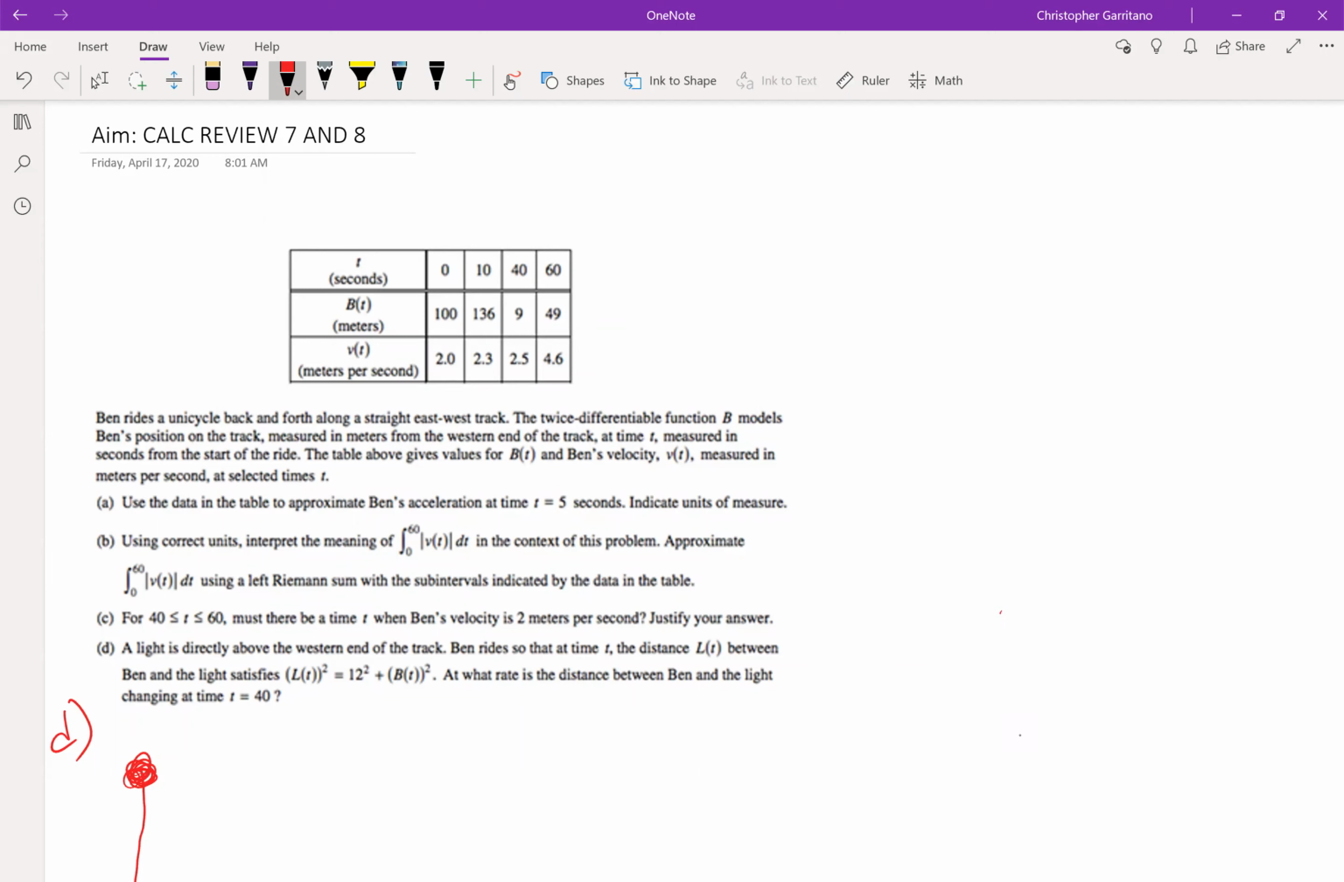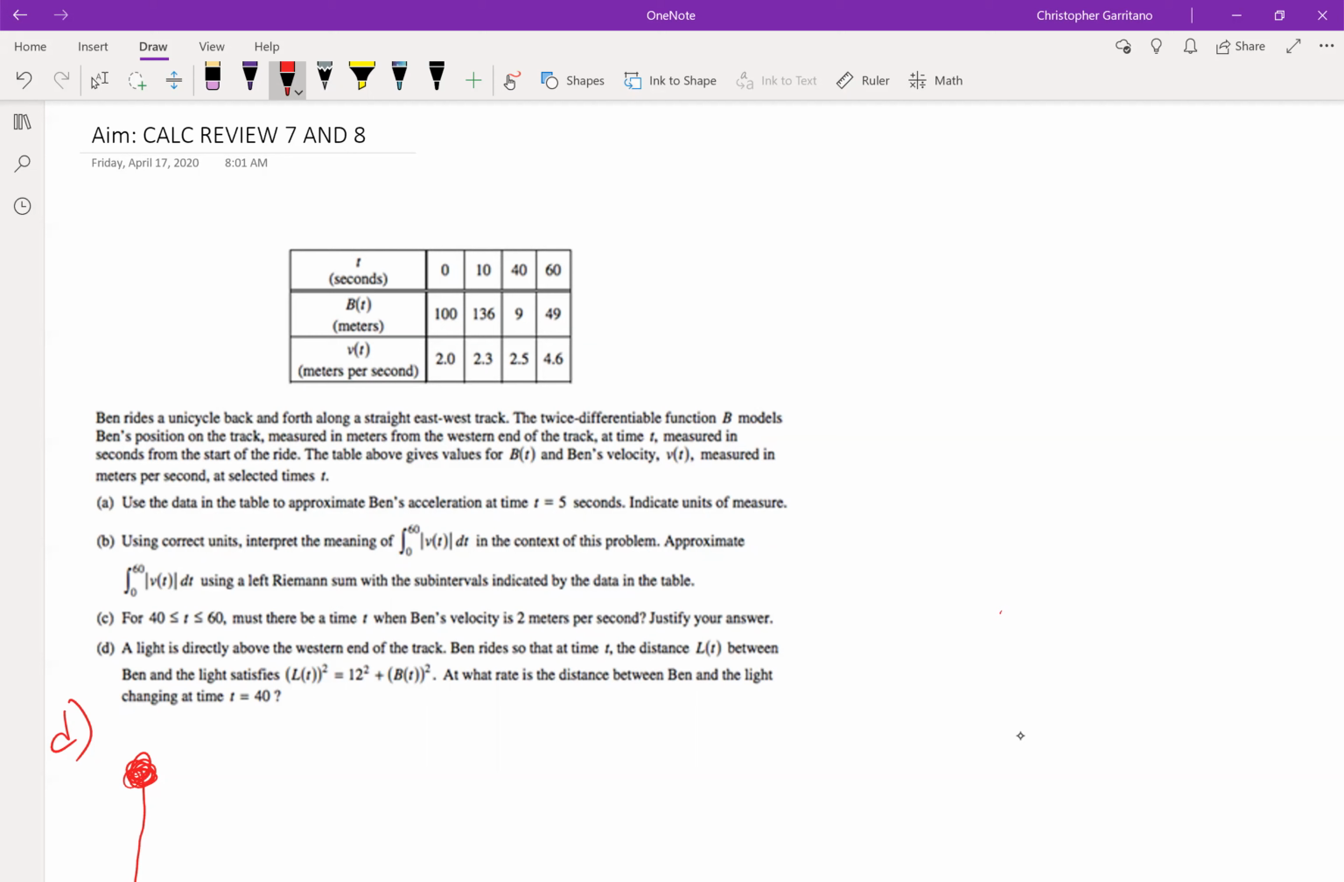So we're going to discuss in this video Calc Review 7 and 8, both of those worksheets. One of them was rectilinear motion, the third installment of rectilinear motion, and this one was rectilinear motion when you're given a table of values problem. And then we'll go on to Calc Review 8, in which we are given a graph of f prime, and we have to answer questions about f or f double prime or even f prime.